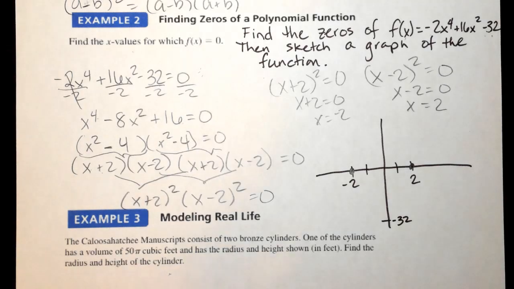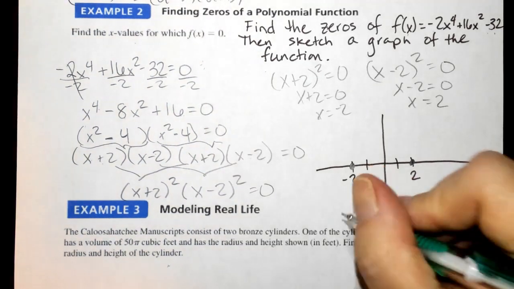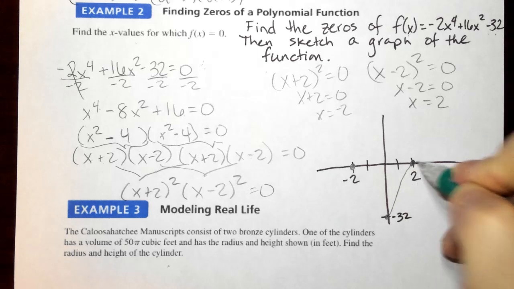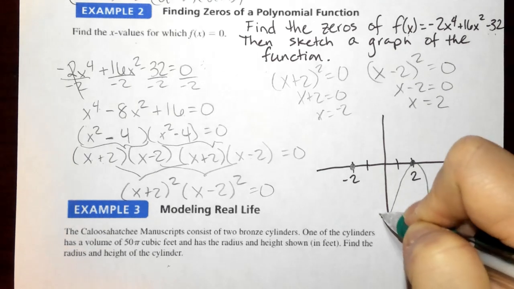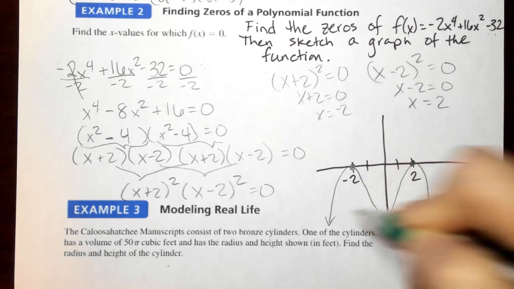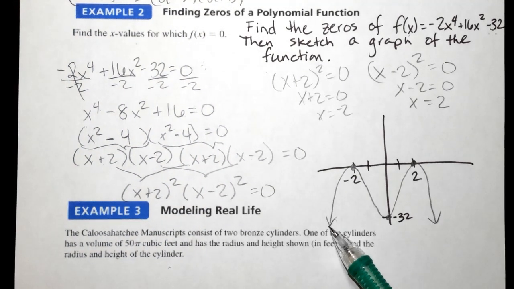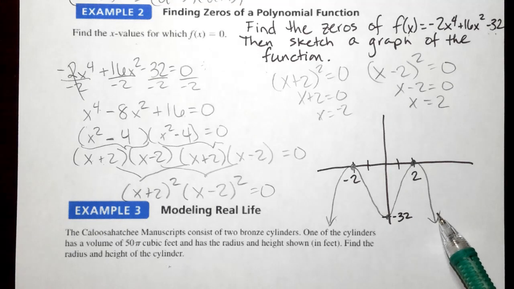Again, in Big Ideas, they give you graphs to choose from, so you don't have to worry about all of this. But we do know that we have a y-intercept at -32. So our graph looks a little something like this. So if you talked about the end behavior, this would be f of x is approaching -infinity as x approaches -infinity. This one would be f of x approaches -infinity as x approaches infinity.